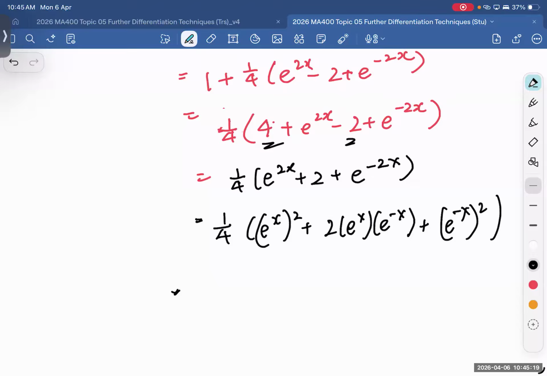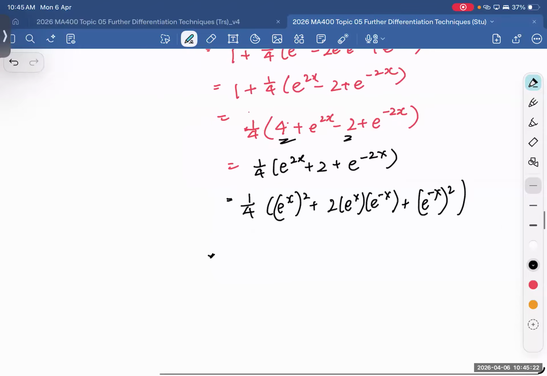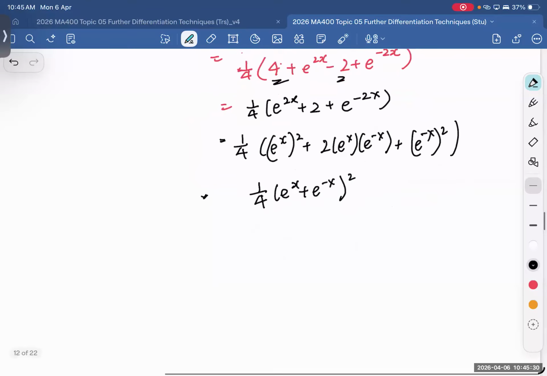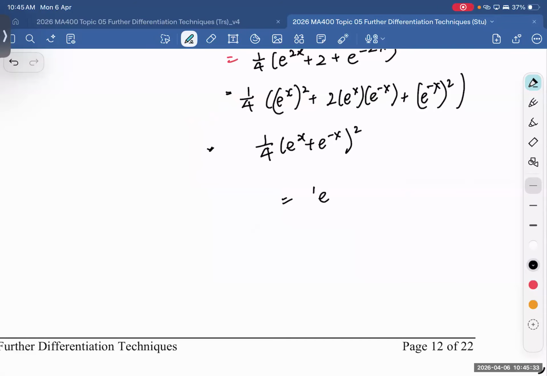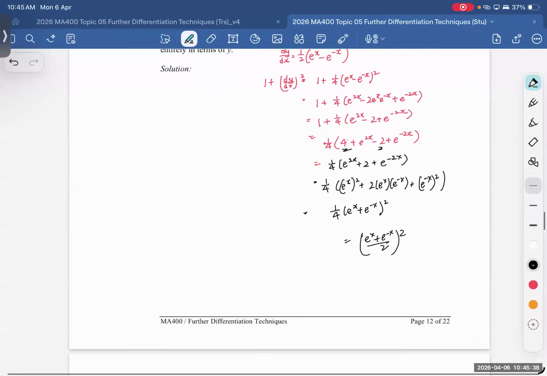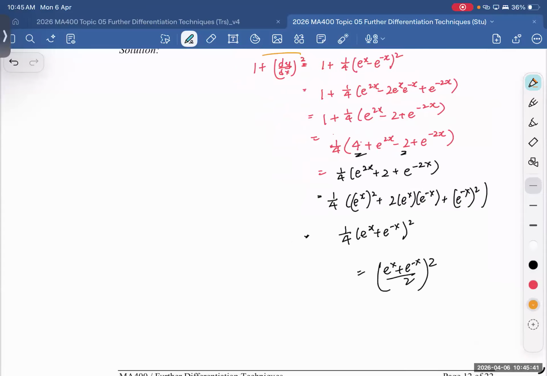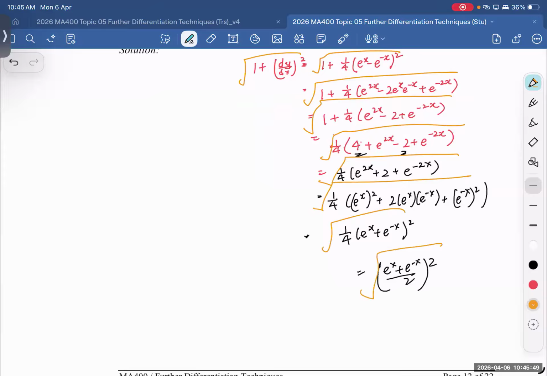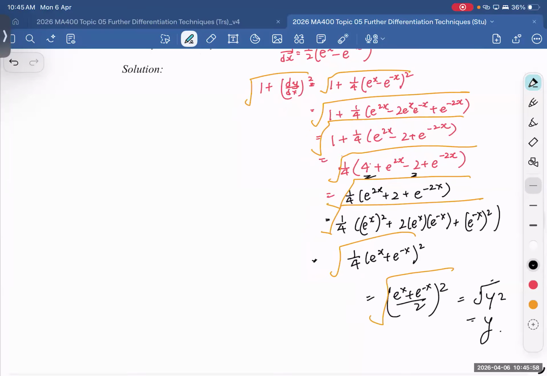Okay, very good. Anyway, 1/4 of (e to the power x plus e to the power minus x) squared. This is the same as ((e to the power x plus e to the power negative x) over 2) squared. So if I take the square root, this is the same as the square root of y squared, which is just y. Okay, questions? Yes.